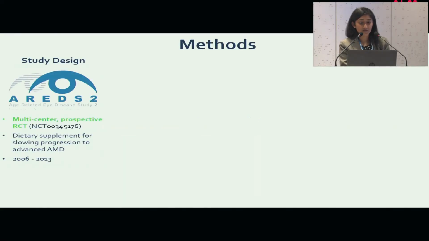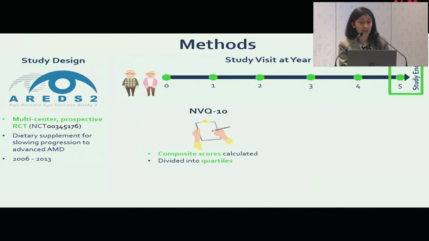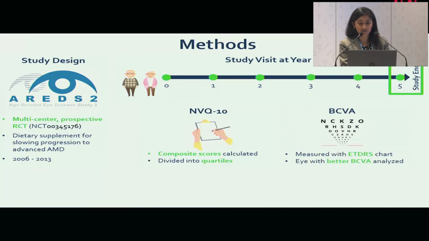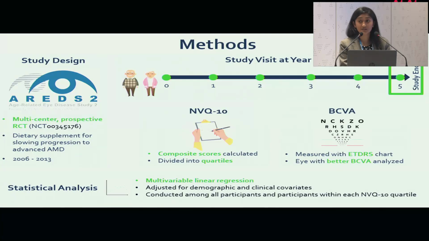So this study was conducted as part of the larger ARIDS-2 clinical trial. This particular data set was collected at the final visit of the larger 5-year study, during which participants completed the NVQ10 questionnaire, and visual acuity was measured using the ETDRS charts. We then performed a multivariable linear regression to understand the relationship between NVQ10 scores and BCVA, using data from the eye with better visual acuity. The model was adjusted for both demographic and clinical covariates, and this analysis was conducted across all participants and also stratified by quartiles of NVQ10 scores.